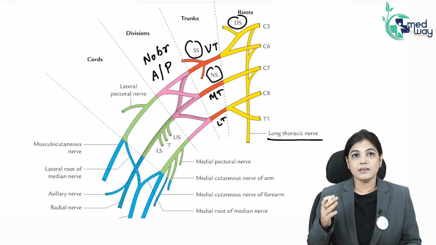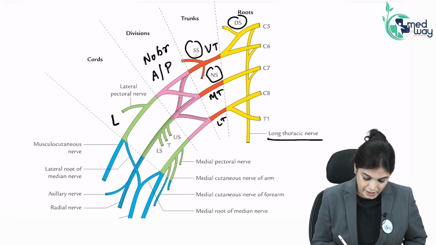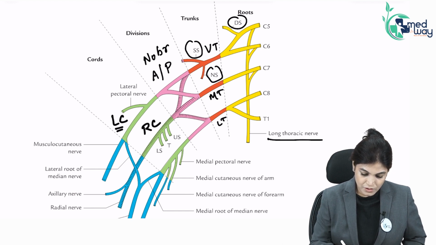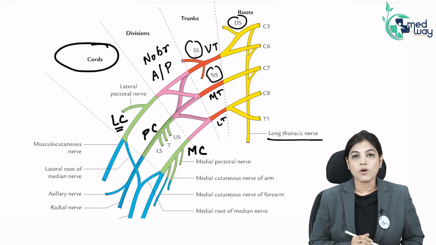Now let's concentrate first on the lateral cord of brachial plexus. This is the lateral cord, LC. This is PC, that is the posterior cord, and MC, that is the medial cord. So we have got 3 cords of brachial plexus. Here we are talking about the cords of brachial plexus.